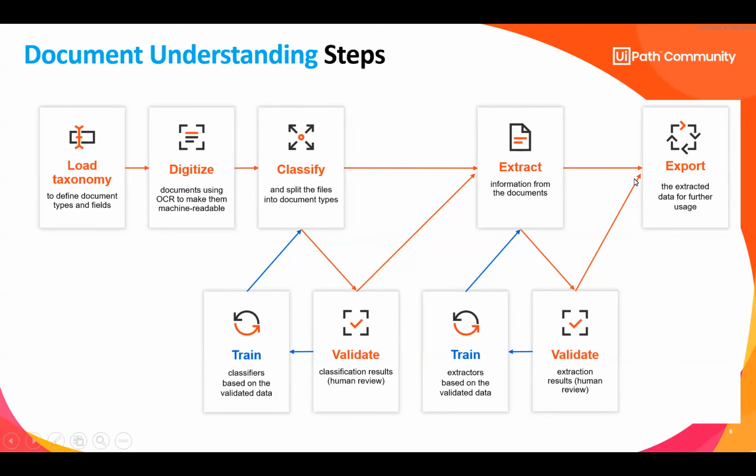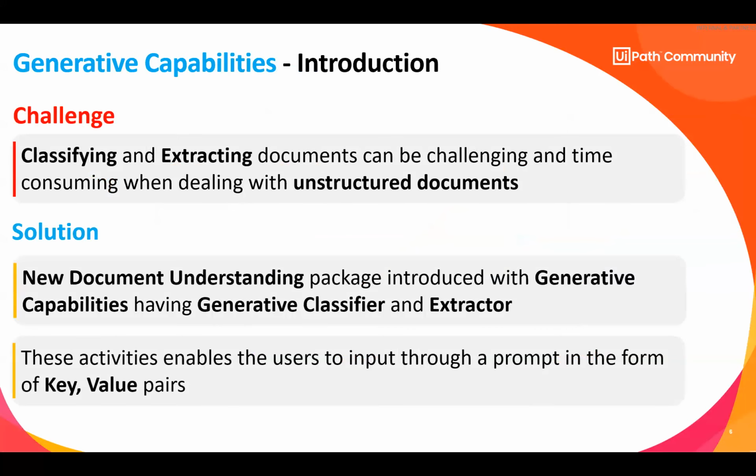So these are the Document Understanding steps, currently with what package name? UiPath.IntelligentOCR.Activities. Now you understand the complete design, right? Now quickly move to the next slide, sorry. Now we will see the generative capabilities. Initially we started with what DU is and what steps are present in Document Understanding. Now we will talk about generative capabilities. Now let's understand the challenge first.